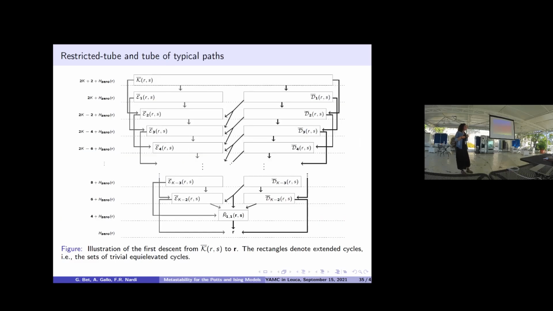We describe the descent from H with a bar RS, that is a subset of this K bar with RS, to R, using a succession of extended cycles that are represented by these white rectangles. An extended cycle is a plateau, so it is a set of configurations that have the same energy value and that communicate by one step of the dynamic. We identify geometrically all these white rectangles, so all the extended cycles, and we prove what are the extended cycles that communicate with the arrows and the cycles. So the arrows indicate this communication.